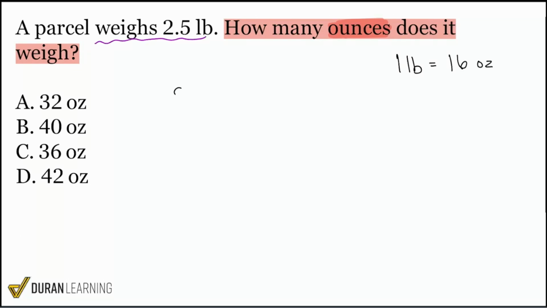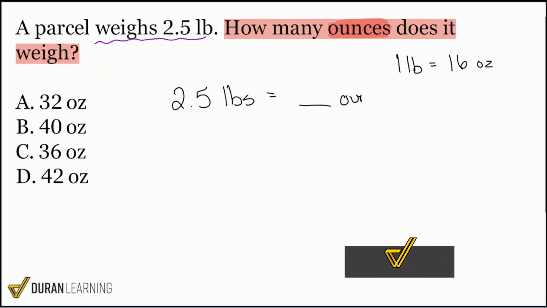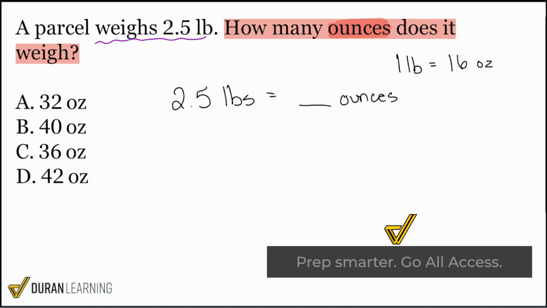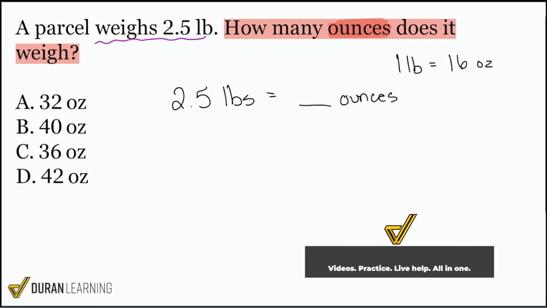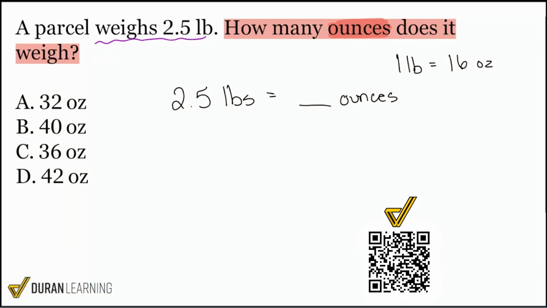So we're trying to turn 2.5 pounds into blank ounces. So let's follow that rule that we know. If we're going to the unit with a bunch of numbers, well, we multiply to get there. If we're trying to get down to the unit with the 1 on it, we're trying to divide.